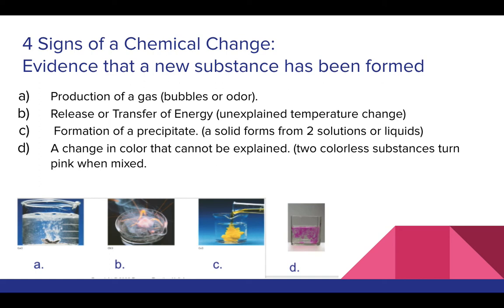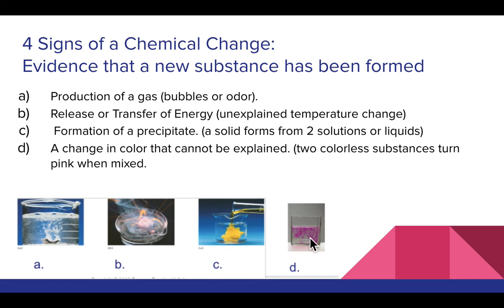Again, there's some pictures down here below. So here you've put something into a liquid and bubbles form, a new gas. Here's something burning. That is always an indication of a chemical change. A precipitate is when a solid forms from 2 solutions. So you had a yellow solution and a colorless solution, and when you combine them, you get this cloudy solid that will settle out of the solution.